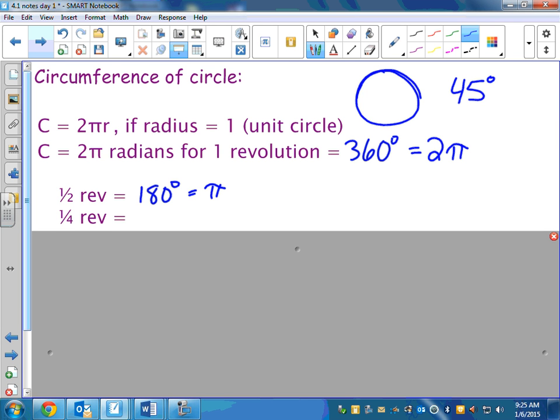What about a quarter of a revolution? Let's think about if we broke this up. A quarter would be like this much. How many degrees would it be from here to here? 90, or 360 divided into 4 quarters would be 90 degrees. Or what would be 1/4 of 2 pi? 1/2 pi, or we like to say pi halves.